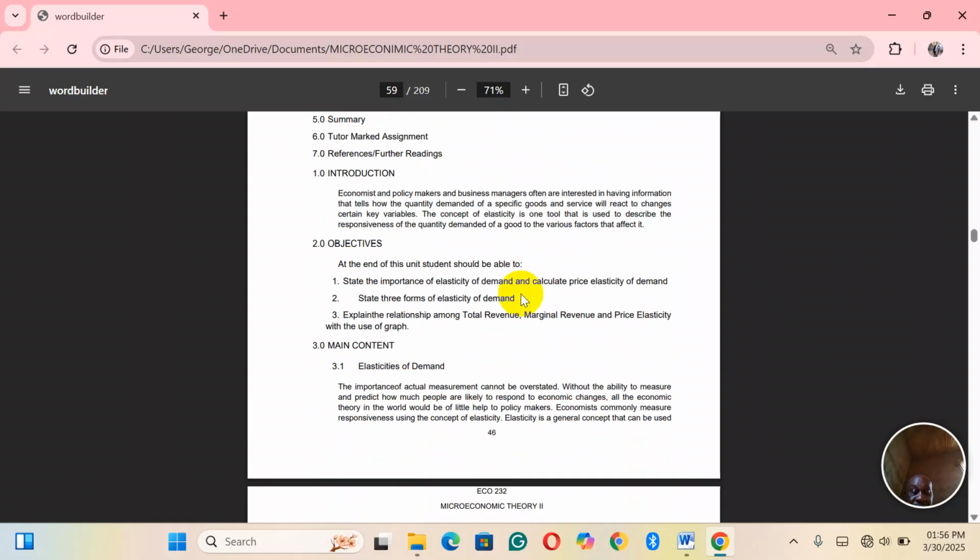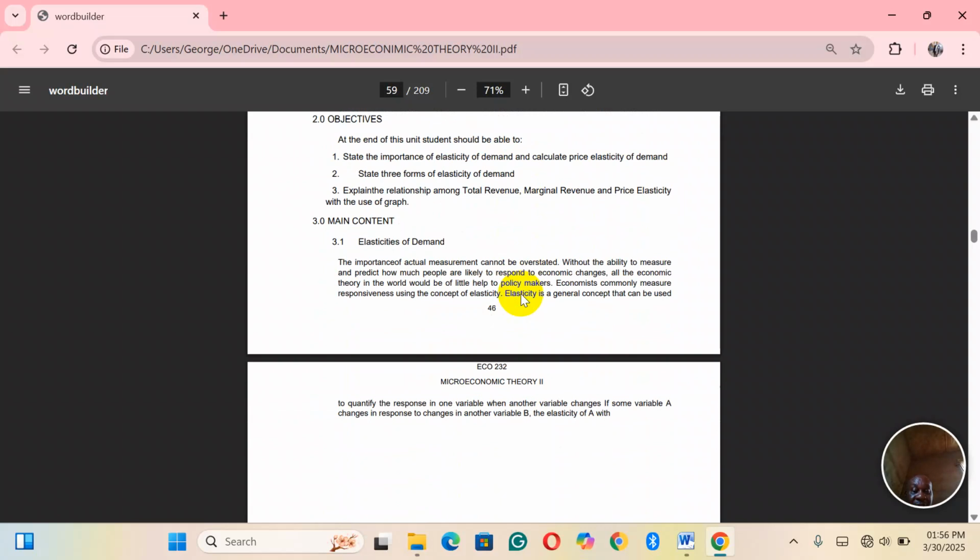And under that, we're looking at the elasticities of demand. The importance of measurement cannot be overstated. Without the ability to measure and predict how much people are likely to respond to economic changes, all this economic theory would be of little help to policy makers.